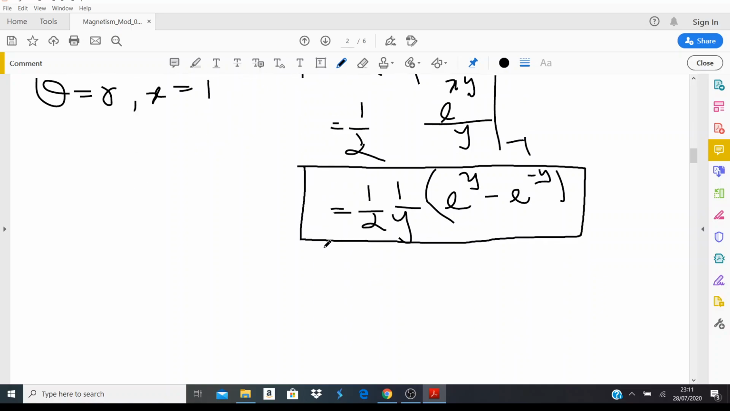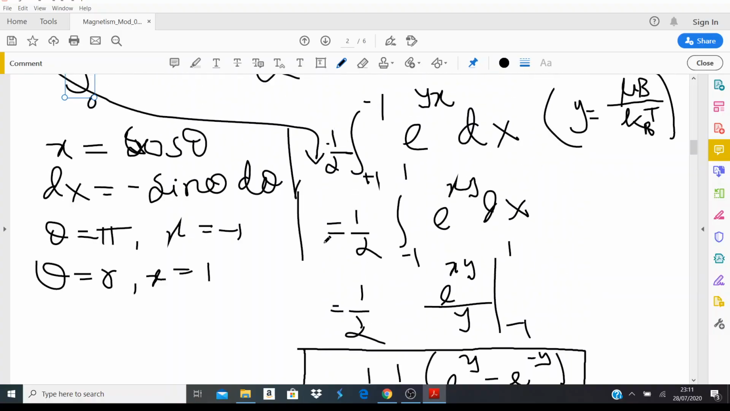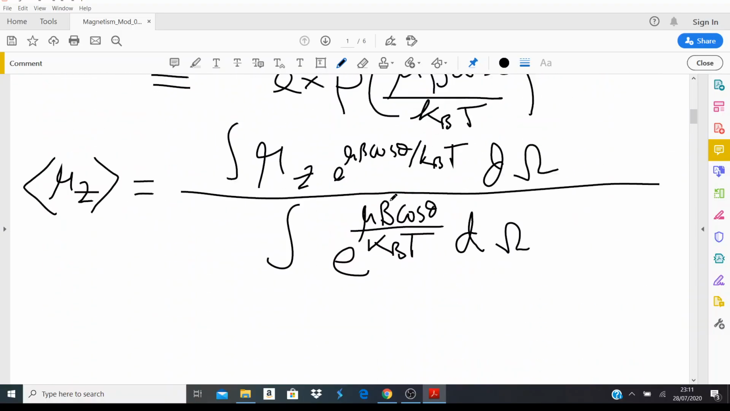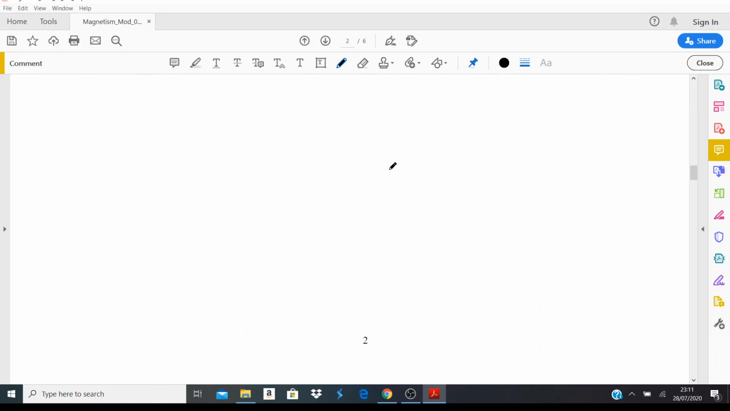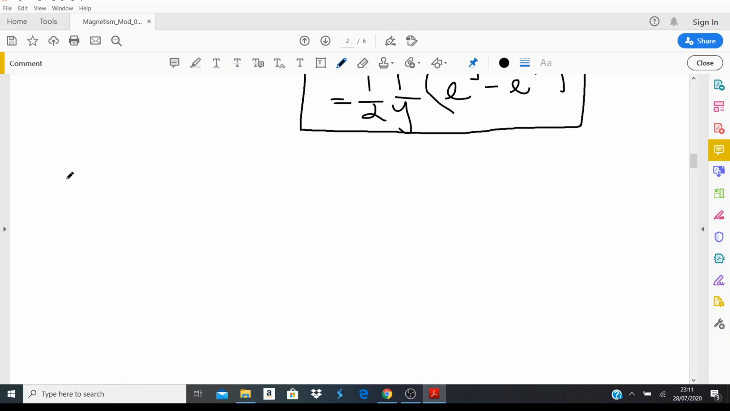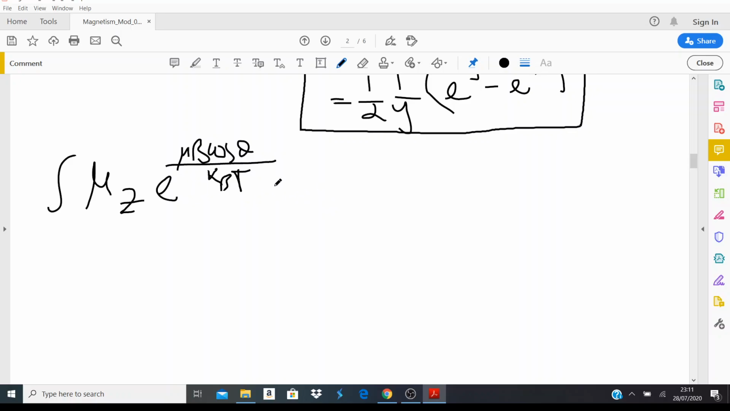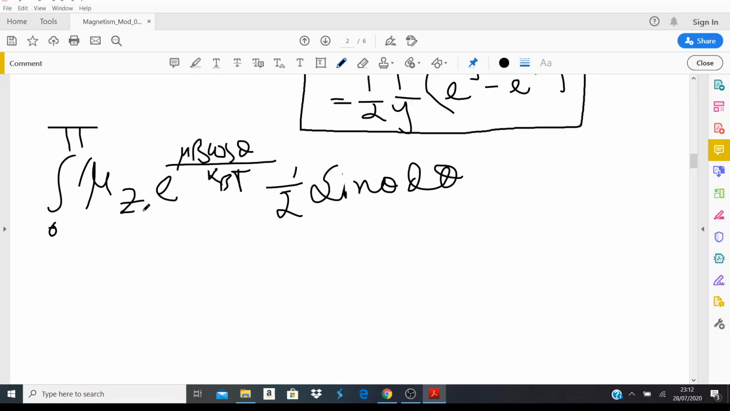Now we need to find out the value of the numerator. And what we have in the numerator, we have this quantity, right? So let's just copy it and evaluate the expressions. On the numerator, we have the integration of mu z times the Boltzmann factor, right? And the factor is nothing but mu B cos theta divided by kBT, and we are integrating over the solid angle, which is nothing but half sine theta d theta, and the limit is 0 to pi for the theta, right?